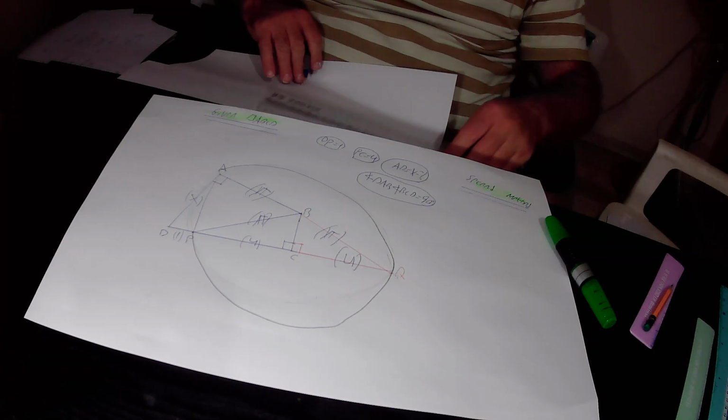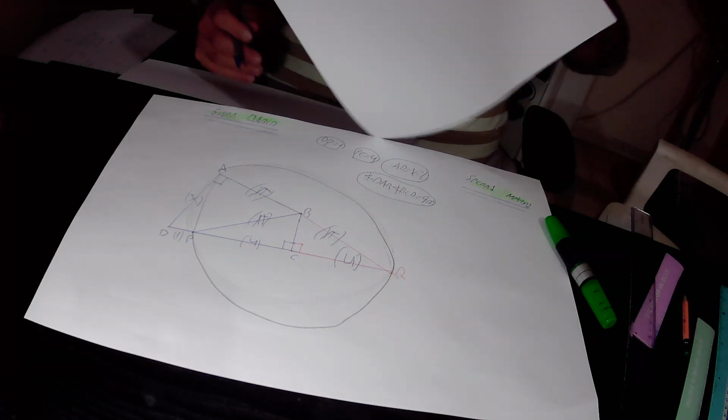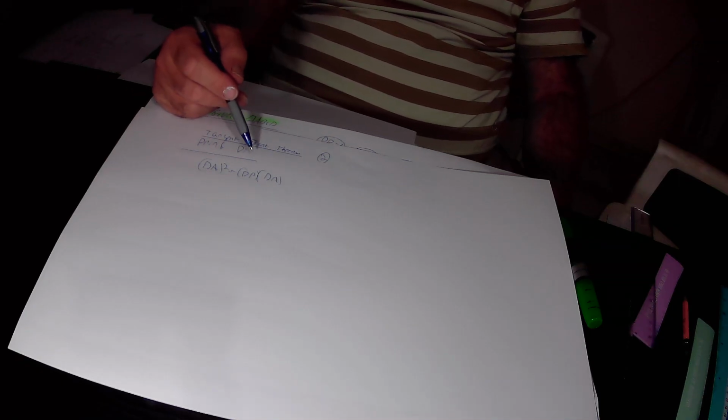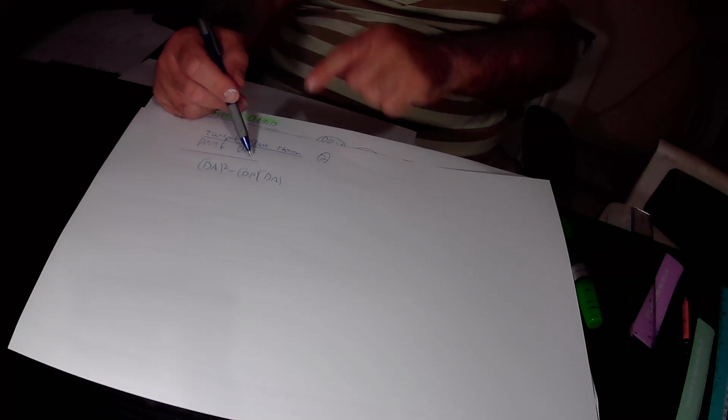Repeat again. According to the tangent secant theorem, if we focus on the external point D, the following equation holds: DA squared, that is the length of the tangent squared, equals DP times DQ. DP is the external part of secant DQ, and DQ is the length of the secant. The product of the external part times the secant equals DA squared, according to the tangent secant theorem.